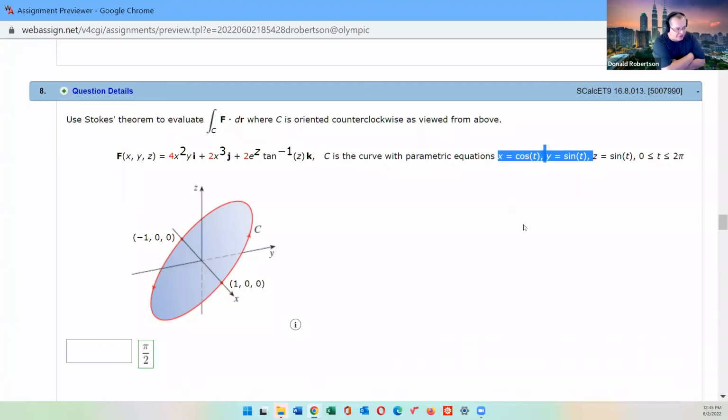Now x equals cosine t and y equals sine t. What does that look like on the xy plane? Because that's the region D. What does x equals cos t and y equals sine t look like on the floor, on the xy plane? Is it a unit circle? It's a unit circle. So isn't D just a very well hidden unit circle? Are you with me? Okay.